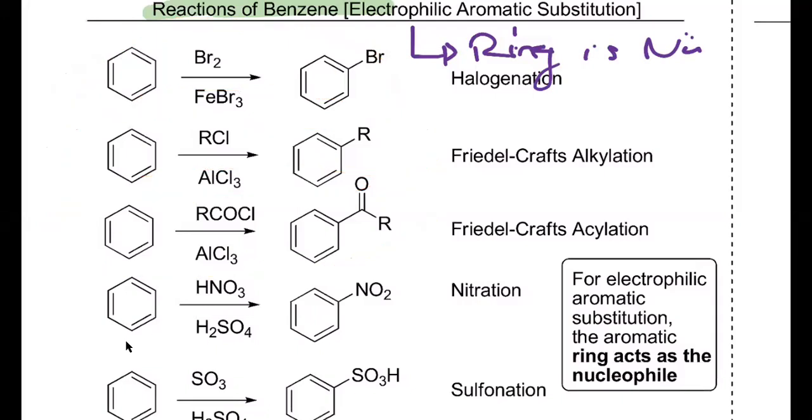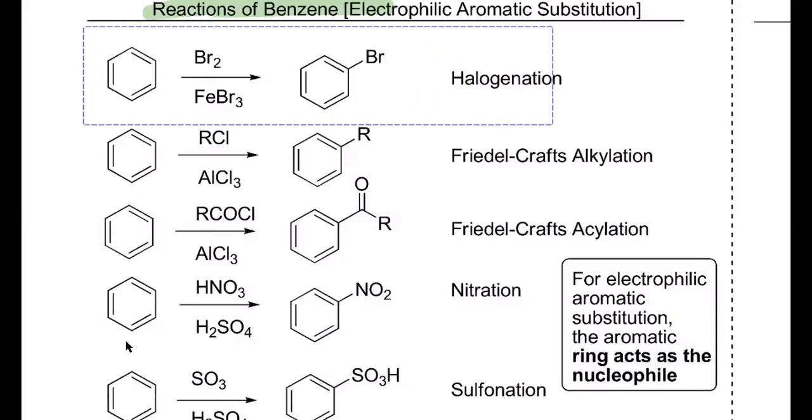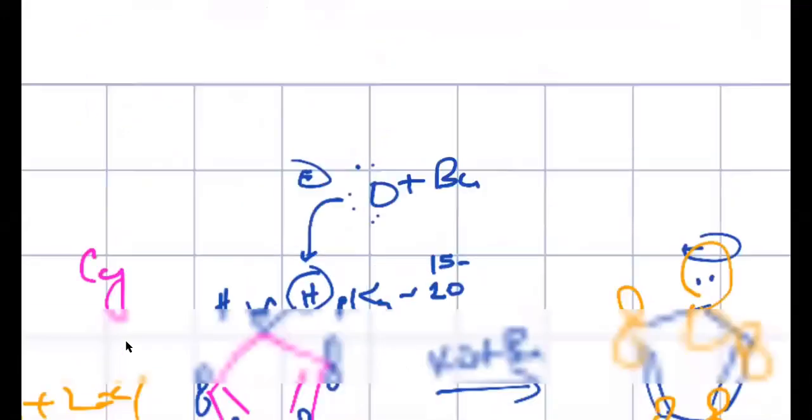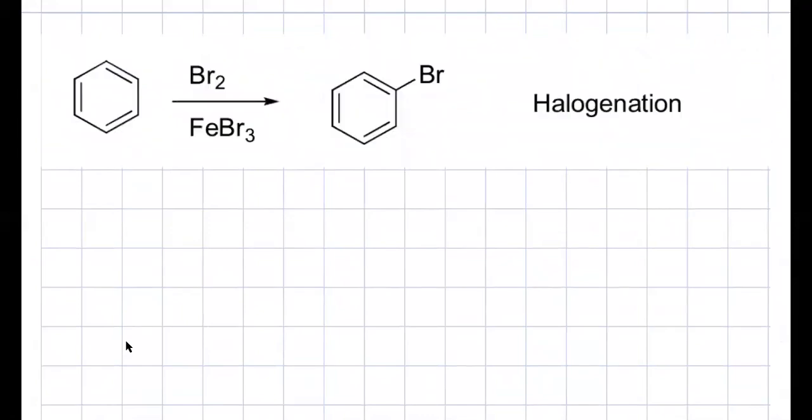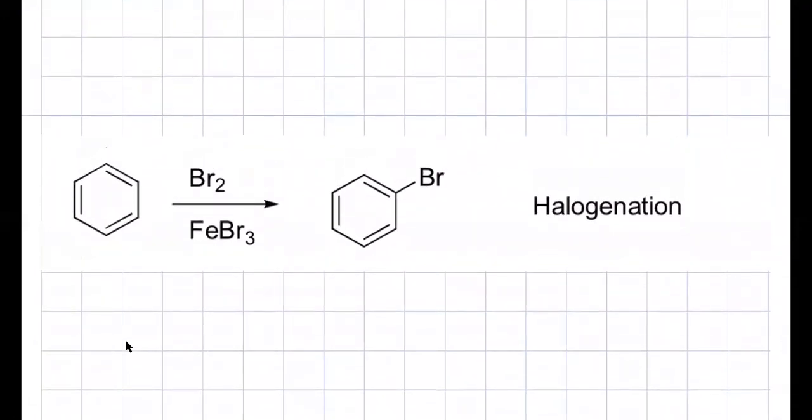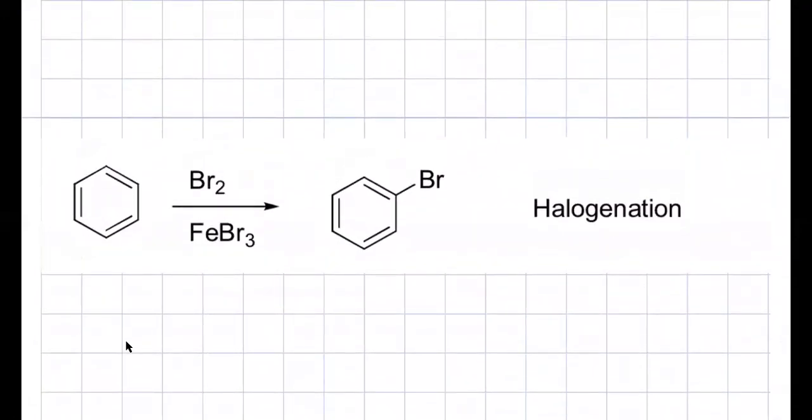Let me see if I can cut this out and move it to a different page so we can walk through that mechanism real quick. Can put it right there. All right. So all these reactions, the halogenation, let me move that down so I can put a heading up here.